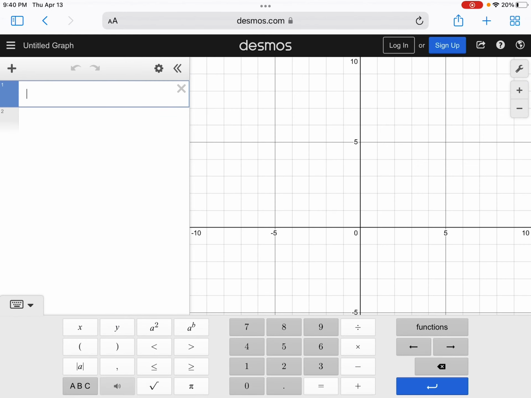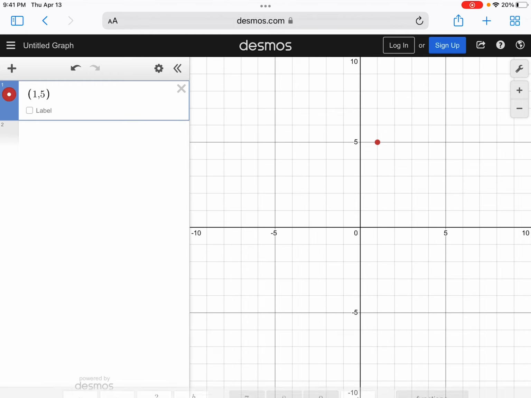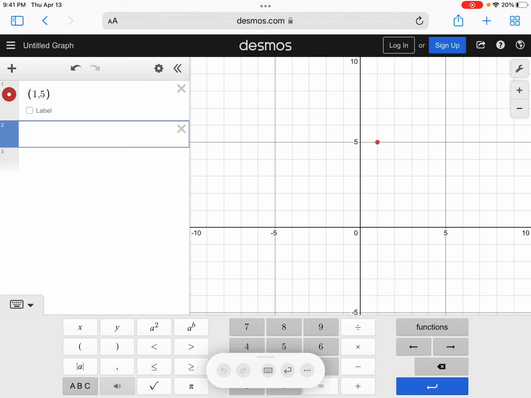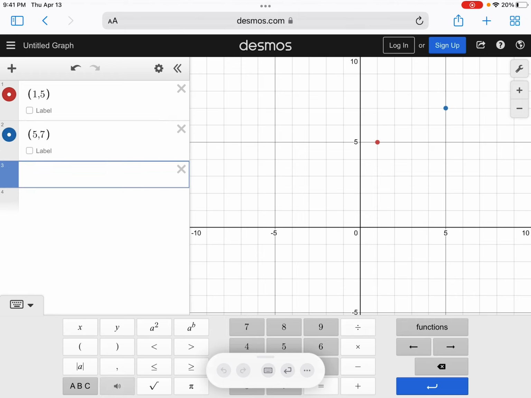And let's pick a couple of points here. So let's do the point 1, comma 5. And right here, let's do the point 5, comma 7. Okay, so we got those 2 points, and we want to find the midpoint. So I take the average of 1 and 5. 1 plus 5 is 6, divided by 2 is 3.